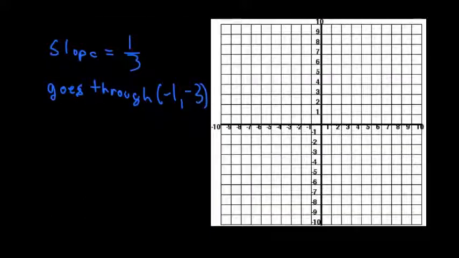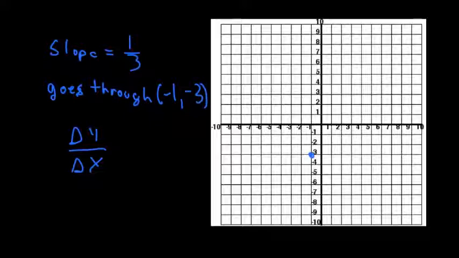Alright, so now I'm given that the slope is 1 over 3, and it goes through the point (-1, -3). So first you're going to start with plotting that point. So I'm going to put a point at (-1, -3). So 1 left, 3 down, put my point. And then my slope is 1 over 3. Remember, slope is always change in y over change in x. So I'm going to go up 1, right 3.